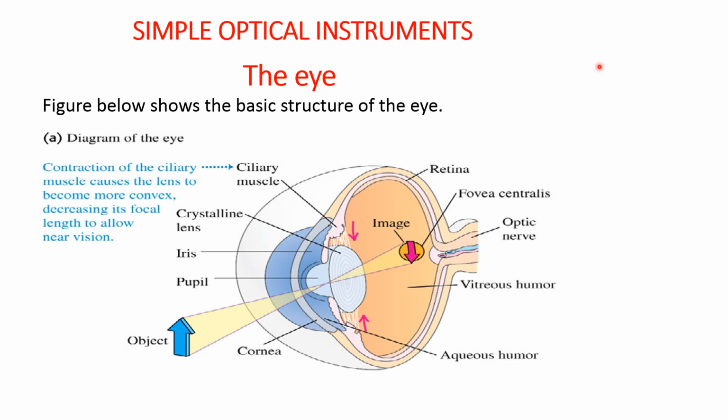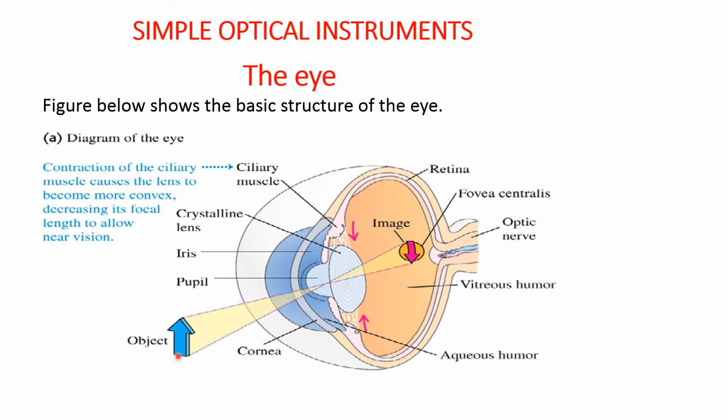Then simple optical instruments. The first one is the human eye. The human eye has the crystalline lens. This crystalline lens has the shape of a converging lens. This means that the human eye operates optically as a thin converging lens. Then a normal eye must converge the images of objects on the retina.